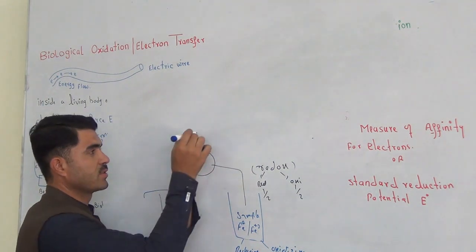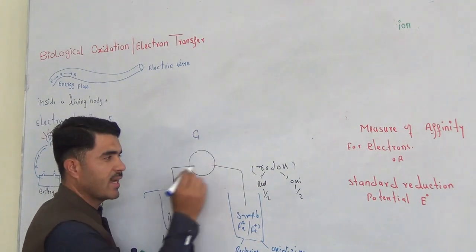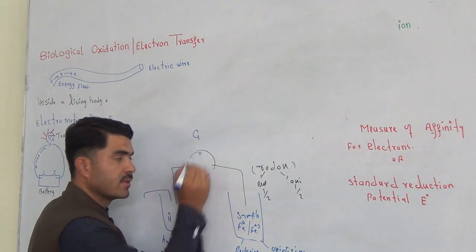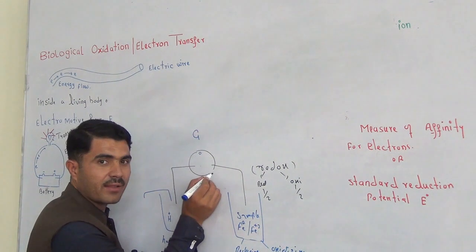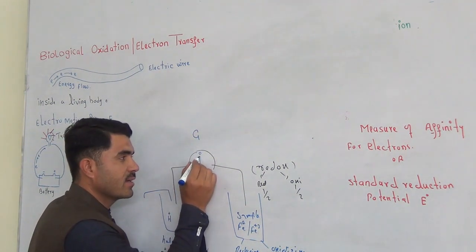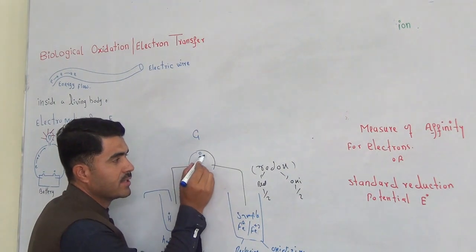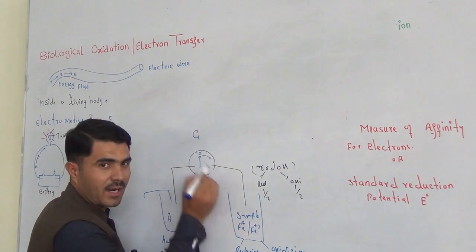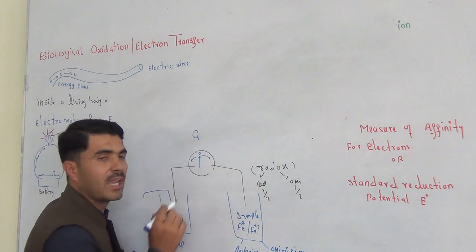A galvanometer is represented as G. It has a needle. It has numbers 0, 1, 2, 3 on the right side and 0, 1, 2, 3 on the left side, right? And we have a needle just in the middle. This needle has the ability to move on the right side and to move on the left side.